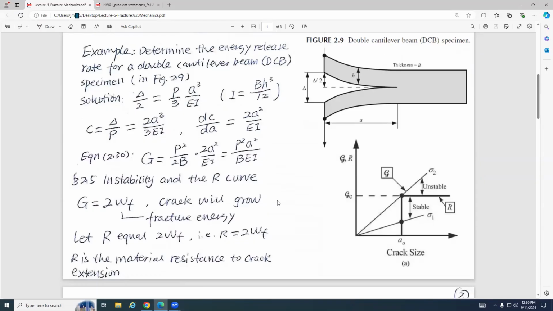Then let's look at the example, guys. We have this double cantilever beam, the DCB specimen, and the thickness is B. Here is H. This is the delta, the displacement between these two crack tips, between these two tapes. The crack length equals A. For this one, determine the energy release rate for the double cantilever beam DCB specimen.